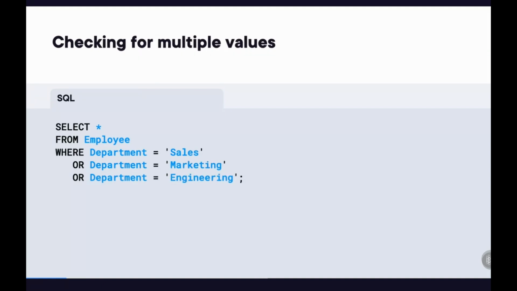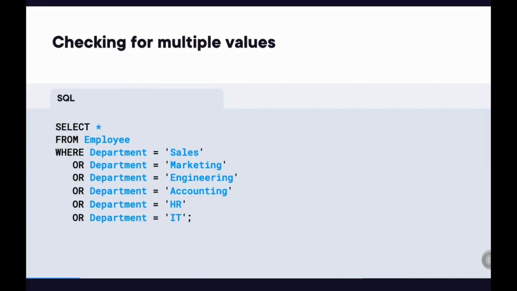But if we also then needed to include accounting and then HR and then IT, this starts to become very cumbersome and it's harder to read and maintain, particularly if you then started adding additional columns to look at in this WHERE clause. We can simplify this using the IN keyword.